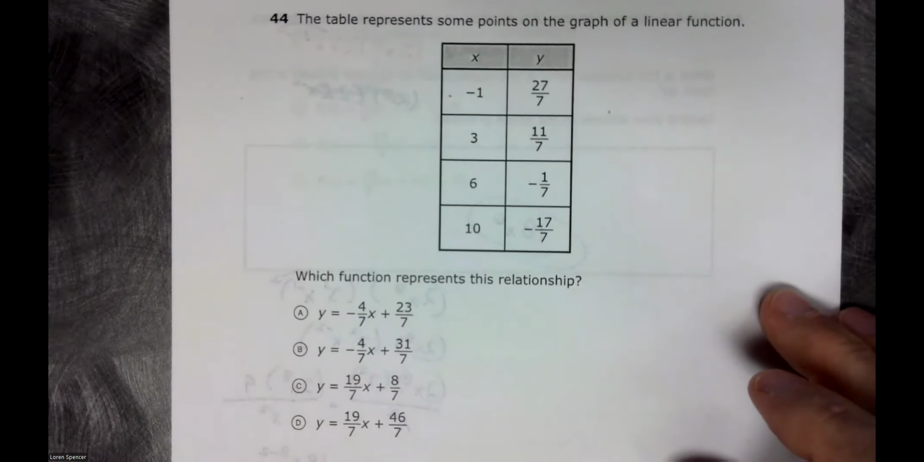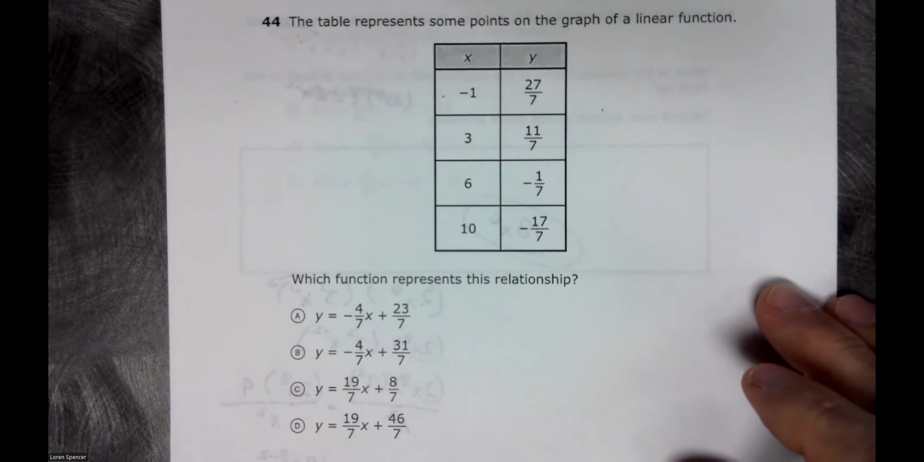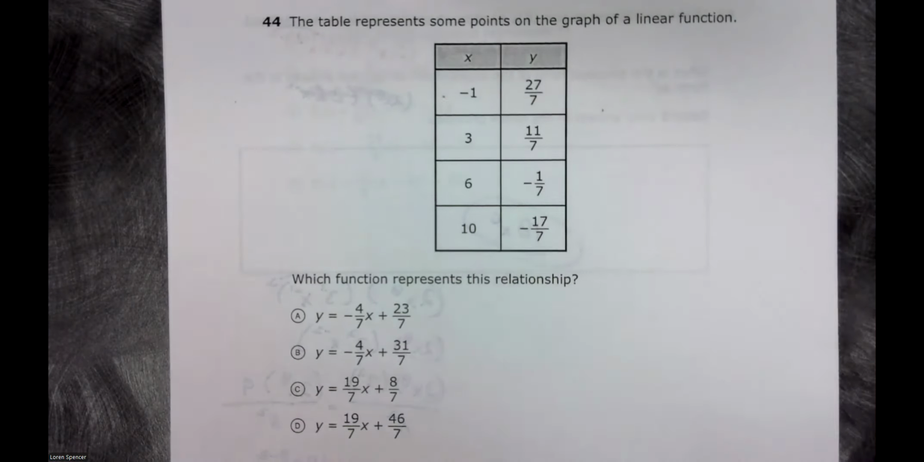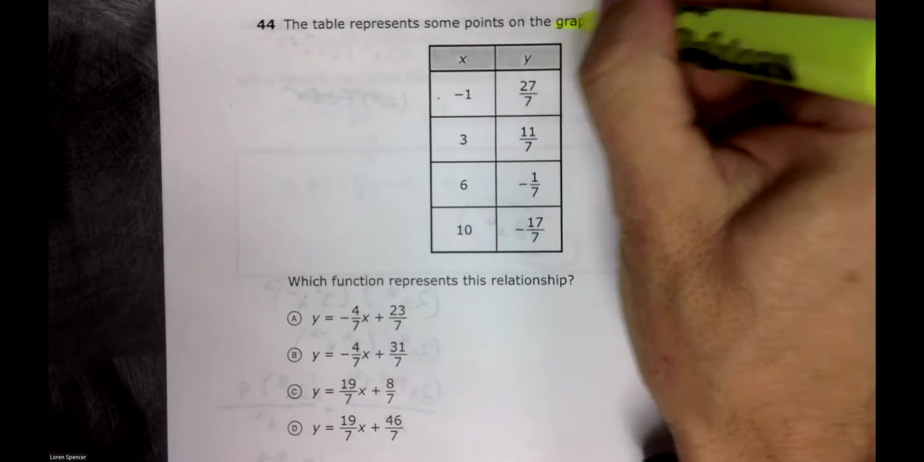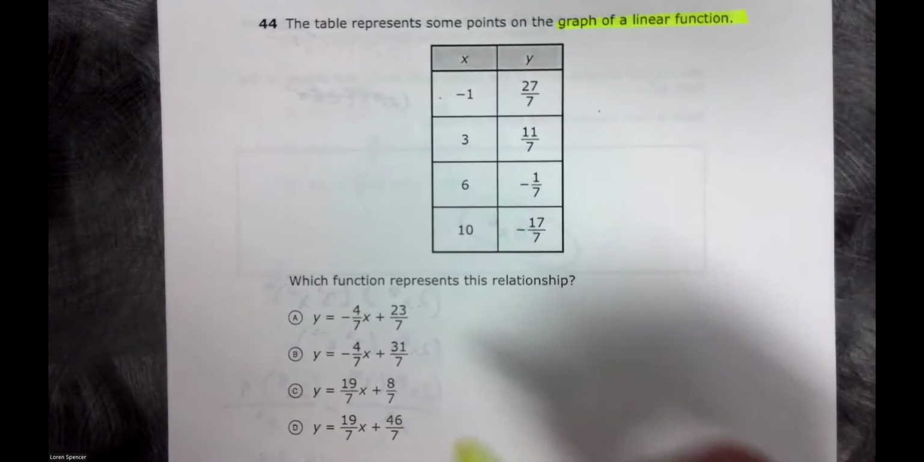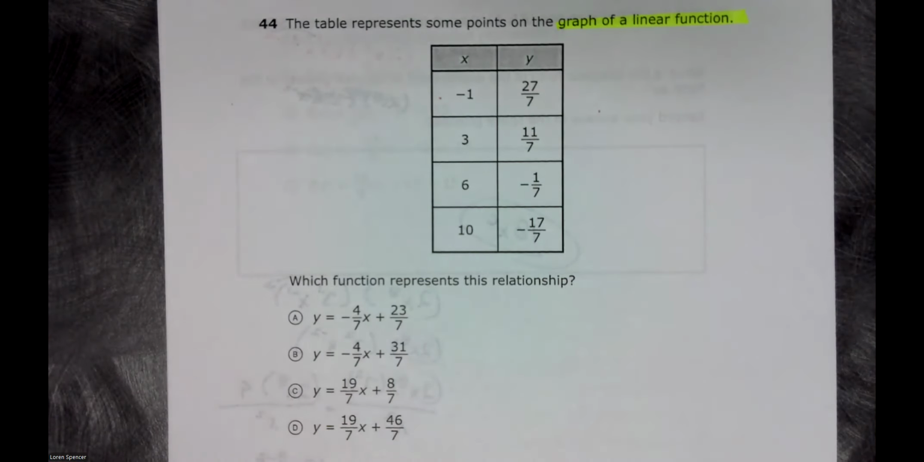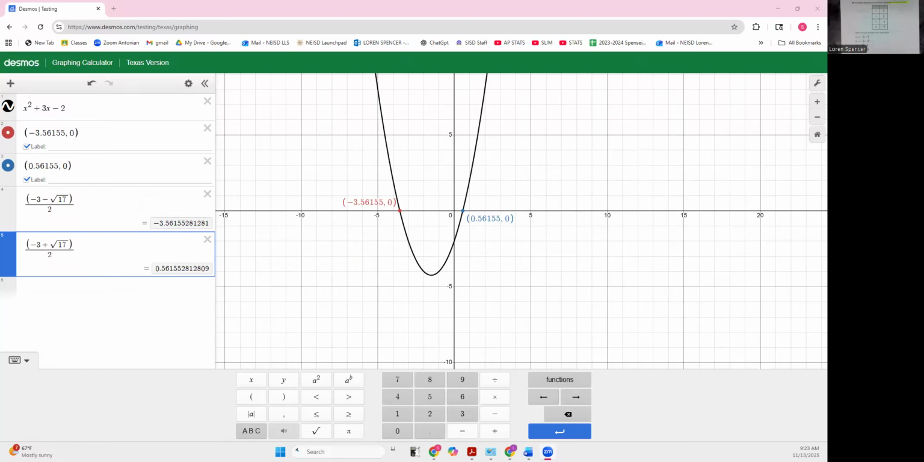Okay, 44. Which function expresses this relationship? Well, they say they graph a linear function. Okay, that's important. I know it's a linear. Well, if this is the case, I'm going to drop this into Desmos and I'm going to see which one of these gives me exactly the same thing. So I'm going to hit share and we're going to get one of those equations.